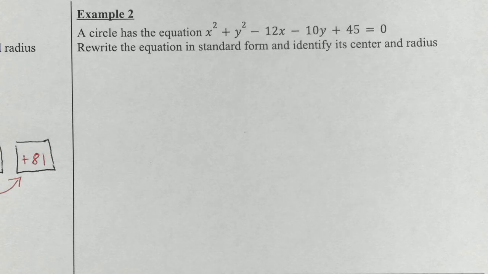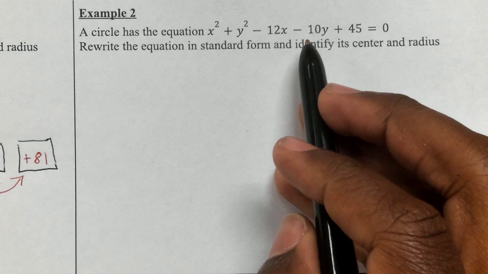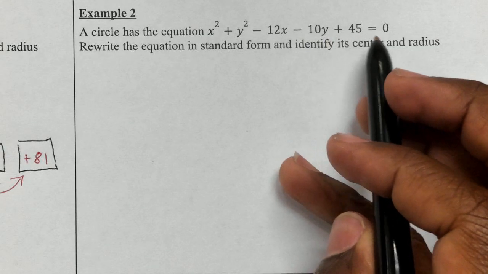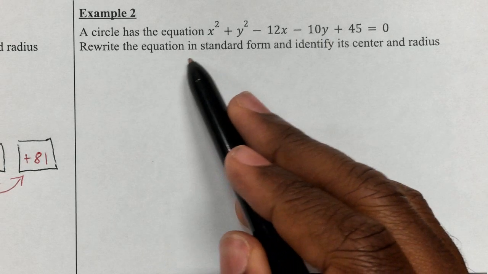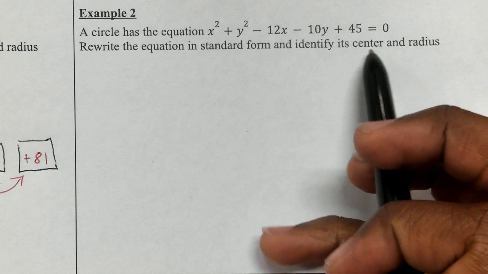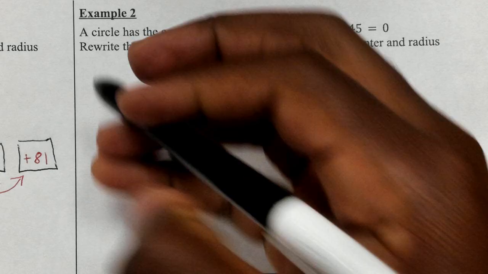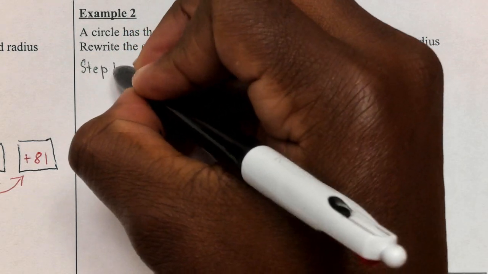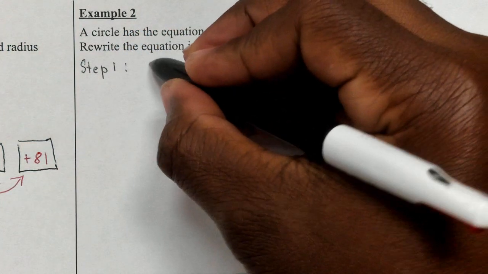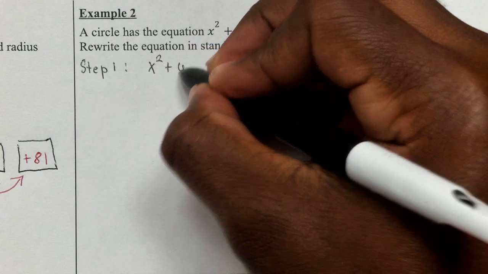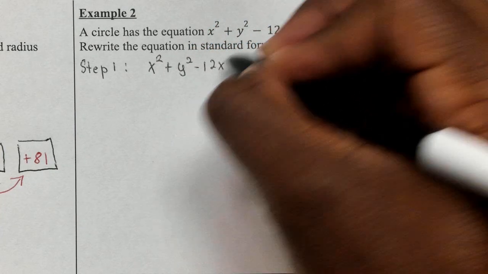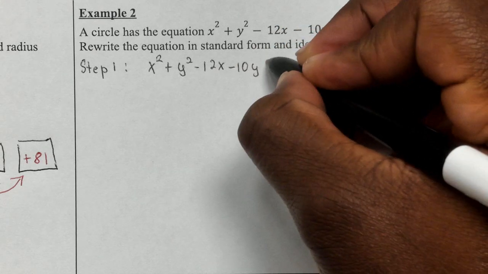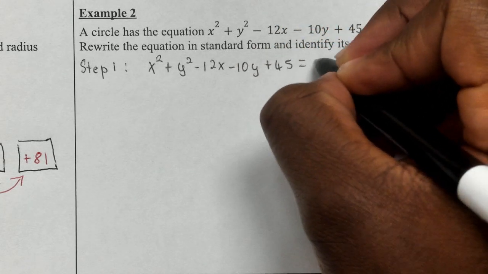Skill 7, Example 2. The question says a circle has the equation x squared plus y squared minus 12x minus 10y plus 45 equals 0. Rewrite the equation in standard form and identify the center and the radius. So we're going to write it in steps, where the first step is rewriting the equation x squared plus y squared minus 12x minus 10y plus 45 equals 0.